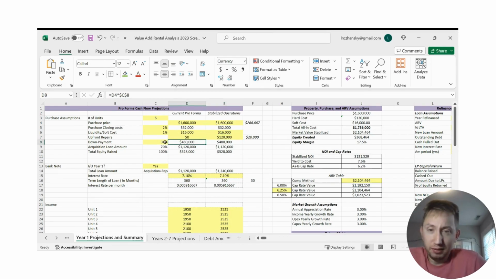Next, we'll do down payment, right? So this is pretty straightforward. You'll put in your percent down payment that you think you can get from a bank or a lender.